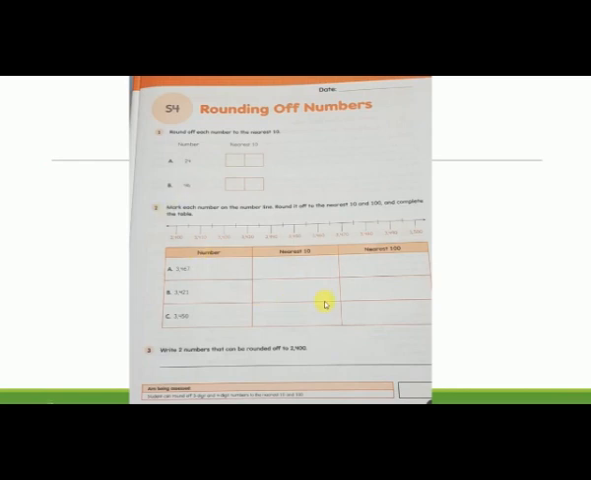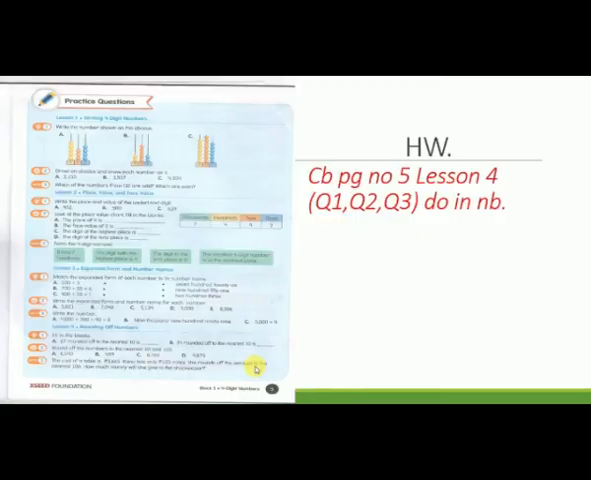Now everyone take out your maths workbook and complete S4 in the workbook. And today's homework is from the content book, page number 5, lesson 4, question numbers 1, 2, 3, which should be completed in the notebook.